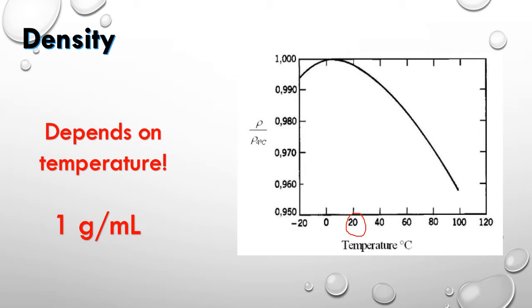Water's strange in this part of the curve. Water is actually most dense, and this graph doesn't show it as well as it should, at 4 degrees Celsius.